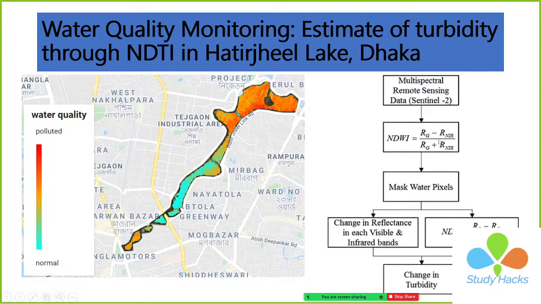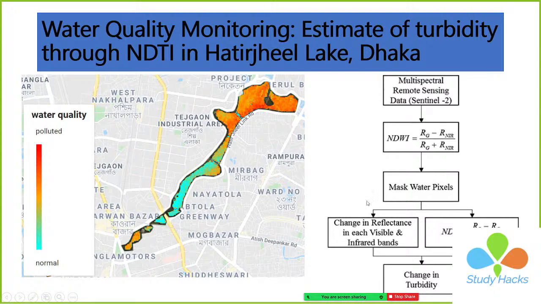Mainly we can use this algorithm. First of all, we get the multispectral remote sensing data from Sentinel-2. Then we can easily calculate the normalized difference water index using this formula. Then we mask the water pixels, then we can easily see the change in reflectance in the visible and infrared bands. Then we also get the NDTI, which determines the change in turbidity.